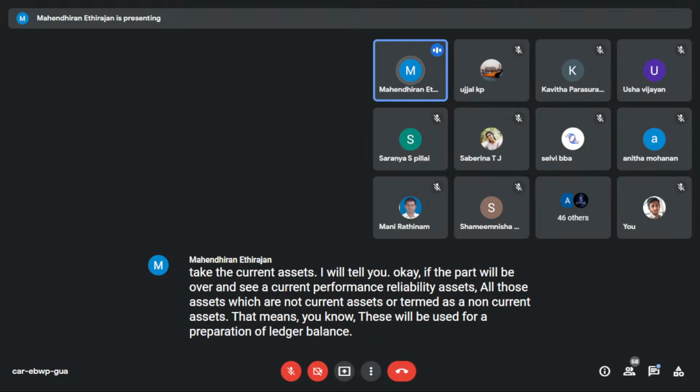Changes in working capital: increase, decrease. Don't mention debit, credit. Increase amount, decrease amount. As usual, current assets and current liabilities.